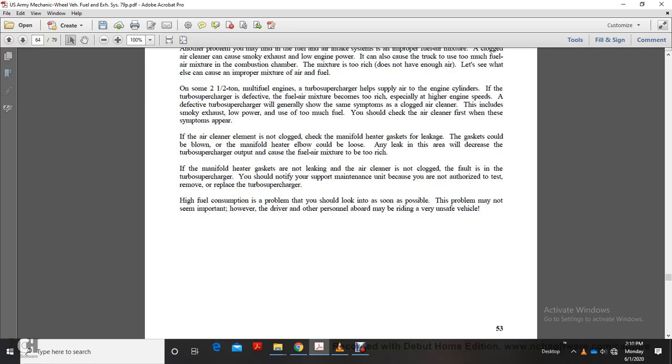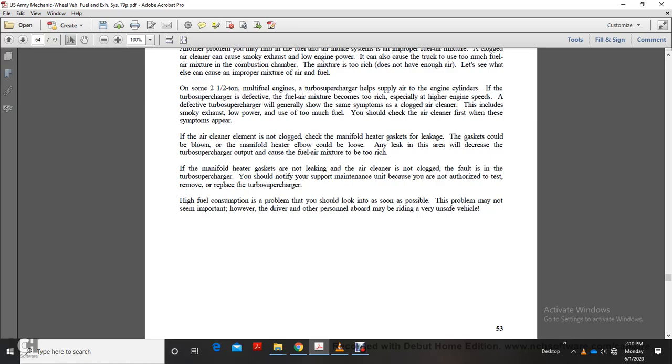If the air cleaner element is not clogged, check the manifold heater gaskets. Leaking gaskets could be blown. The manifold heater elbow could be loosened. Any leaks in the air will decrease the turbo supercharger output, causing the fuel air mixture to be rich. If the manifold heater gaskets are not leaking and the air cleaner is not clogged, there is a fault in the turbo supercharger. You should notify the support maintenance unit because you are not authorized to test, remove or replace the supercharger.